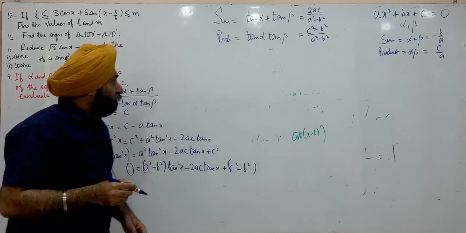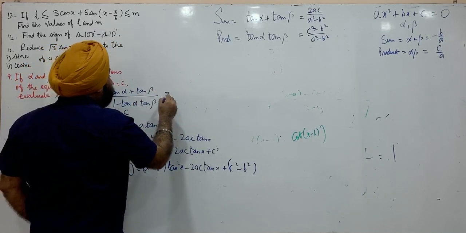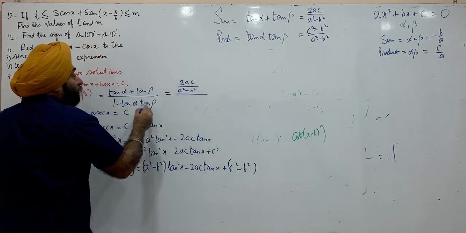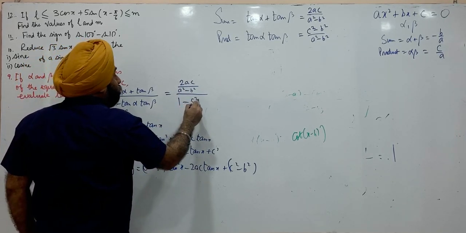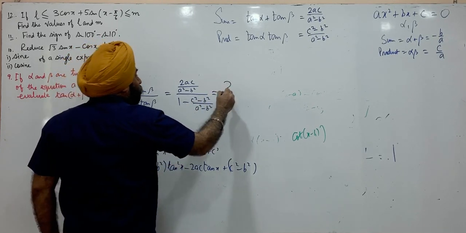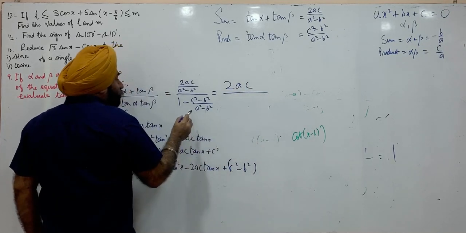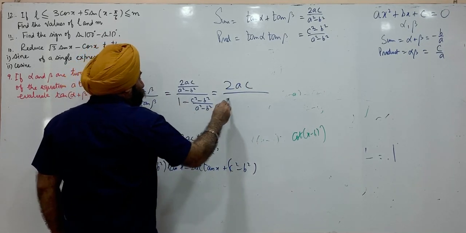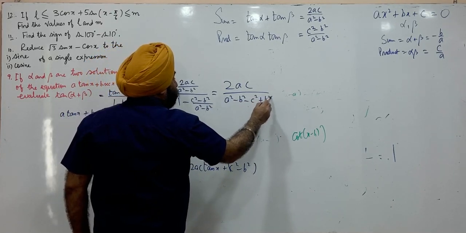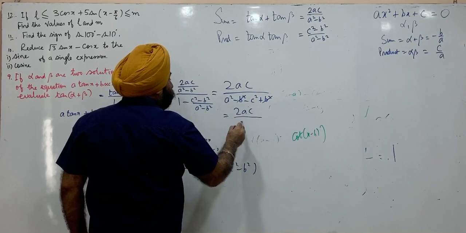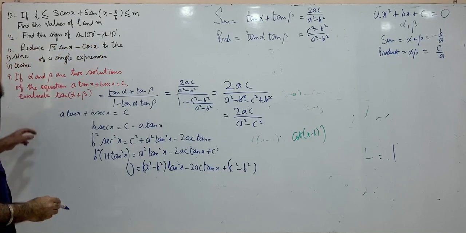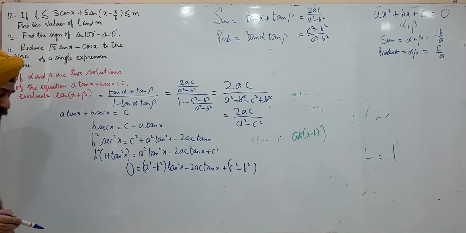Now we can substitute values. Tan of alpha plus tan of beta is 2ac upon a square minus b square, and this is 1 minus c square minus b square upon a square minus b square. Simplifying, this is 2ac, the a square minus b square LCM will cancel out. This is a square minus b square minus c square plus b square. This gives us 2ac upon a square minus c square. This is the value of tan of alpha plus beta.